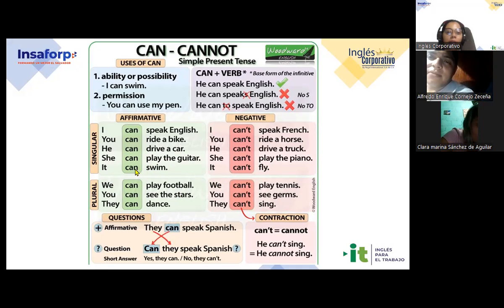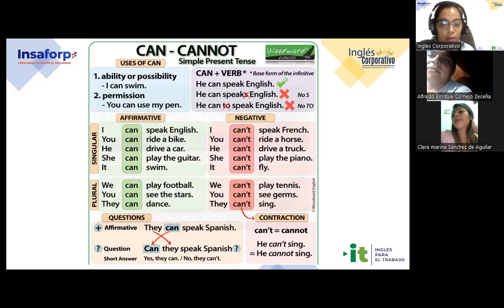Mire, aquí está, ¿eh? Tenemos verbos en base form. Ok. No con ing. Todos están en base form. Speak, read, drive, play, swim, play, see, dance. Speak, write, drive, play, fly, see, sing, ¿verdad? Igual en negativo. No podemos, ¿verdad? Porque estamos utilizando, recordemos que can it's a verb. Y la otra palabra que sigue también es un verbo. Pero can es un verbo que tiene mucho más que un verbo base.